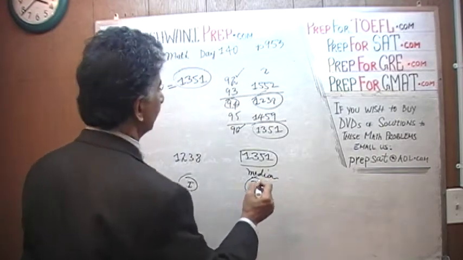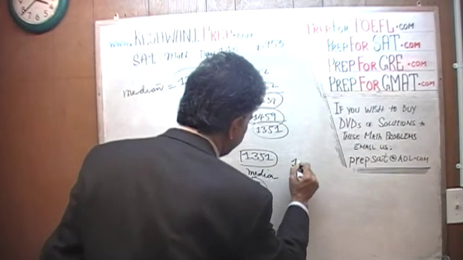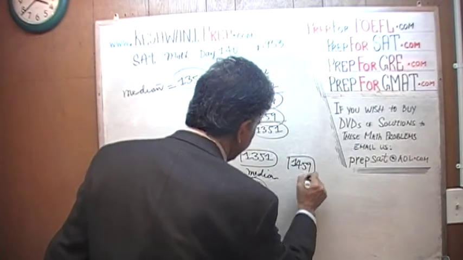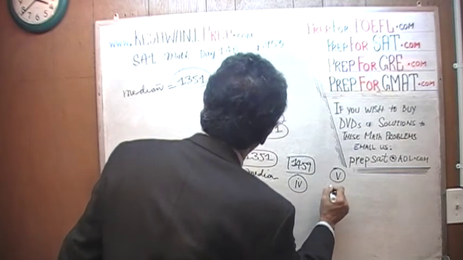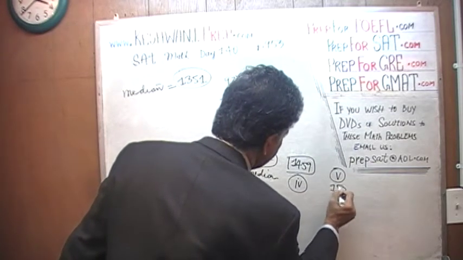What goes in the fourth position? The fourth position would be 1449. That's in the fourth position. And in the fifth position we will have 1552.